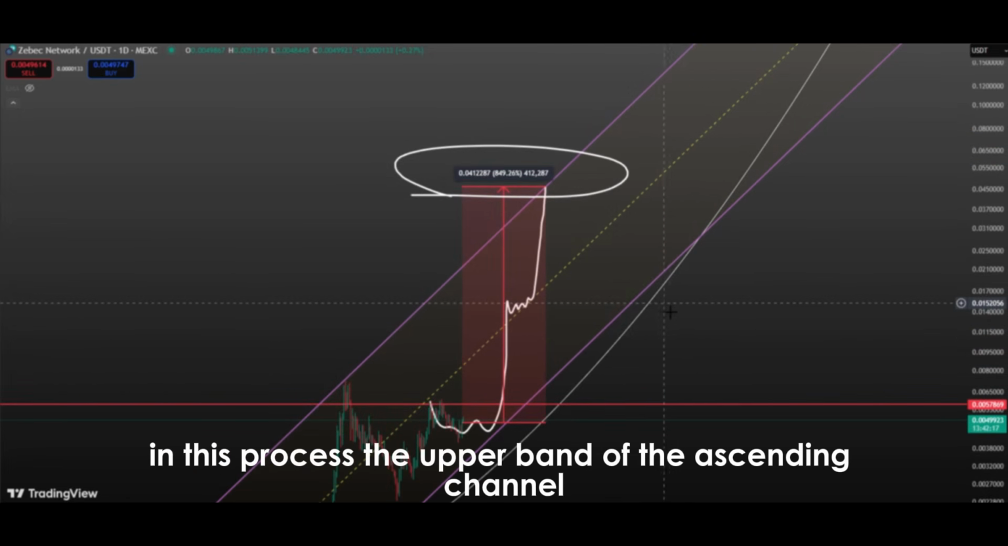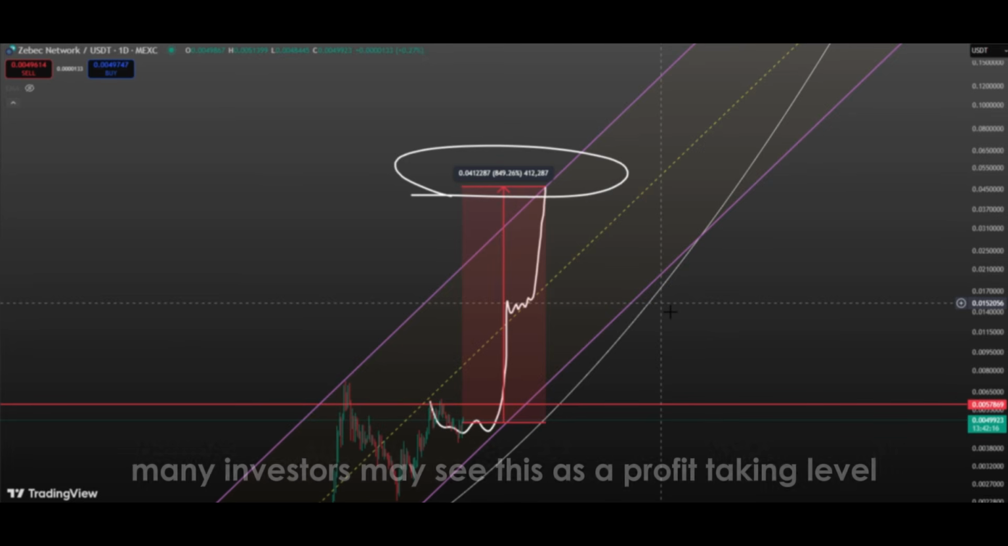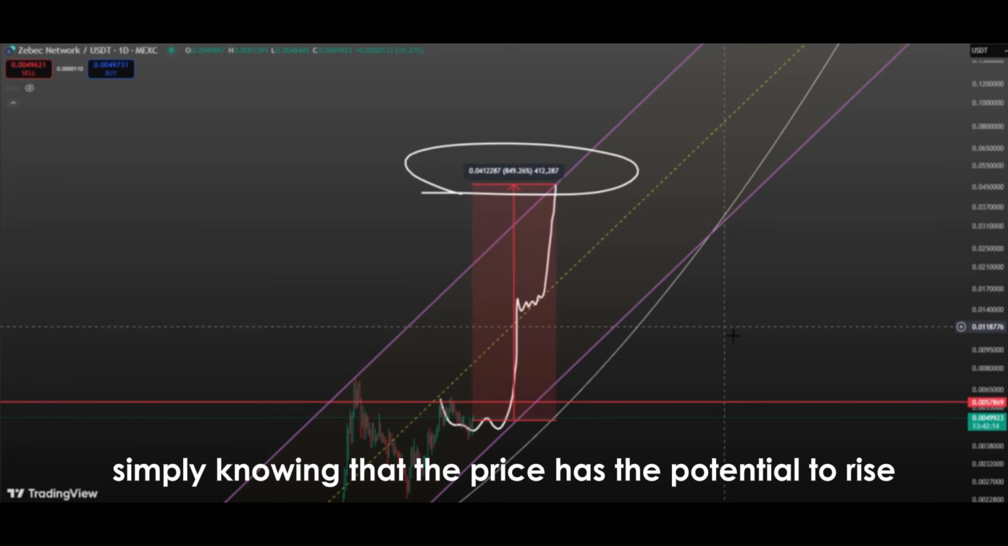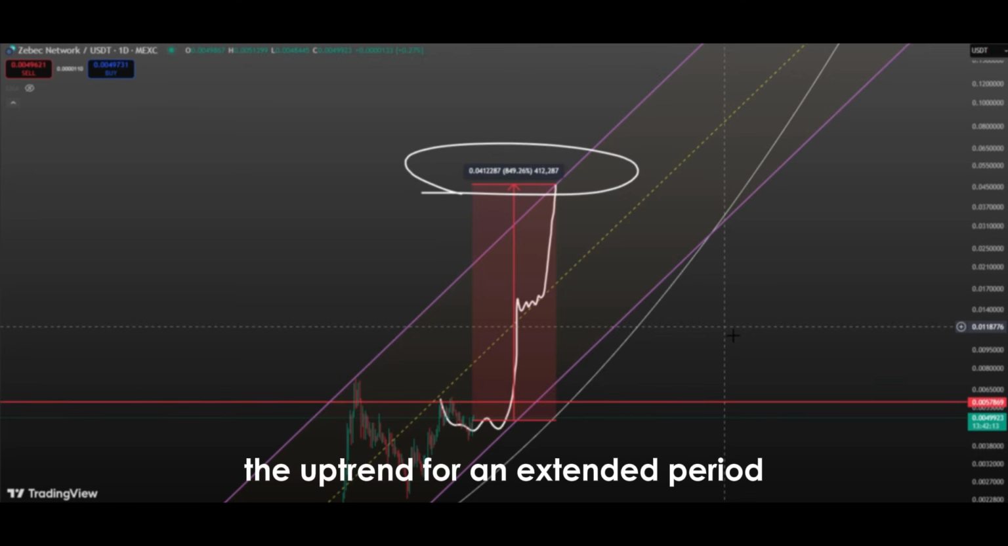In this process, the upper band of the ascending channel serves not only as a price target, but also as a psychological barrier. Many investors may see this as a profit-taking level. However, simply knowing that the price has the potential to rise that high is enough for market participants to sustain the uptrend for an extended period.